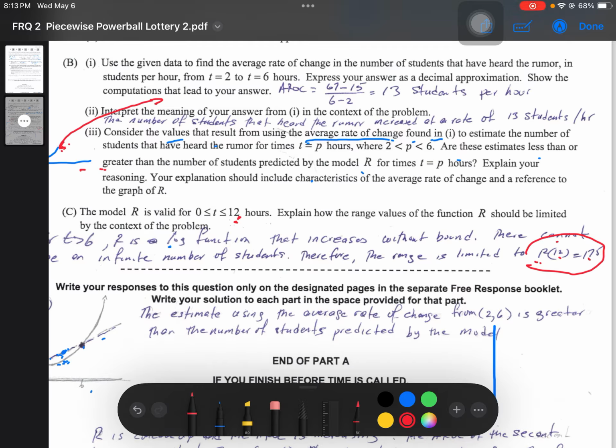All right, guys. So that's the FRQ we did today in class. Hopefully that helps you.